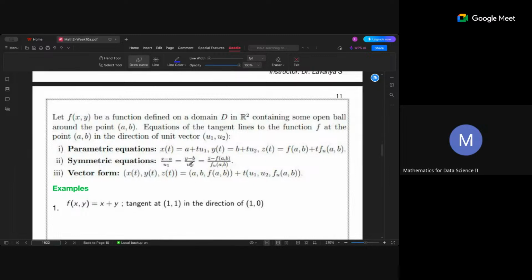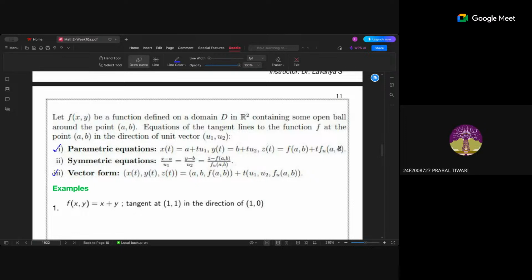Okay, and here we are not going to look at the derivation part. We are just going to use the equations given to you. Mainly these are the two formulas we are using in general. This we very rarely use. So for a function f of x comma y, with the domain in R2, which contains a point a comma b, the equation of the tangent line to the function at the point a comma b in the direction of the unit vector is given in this way.